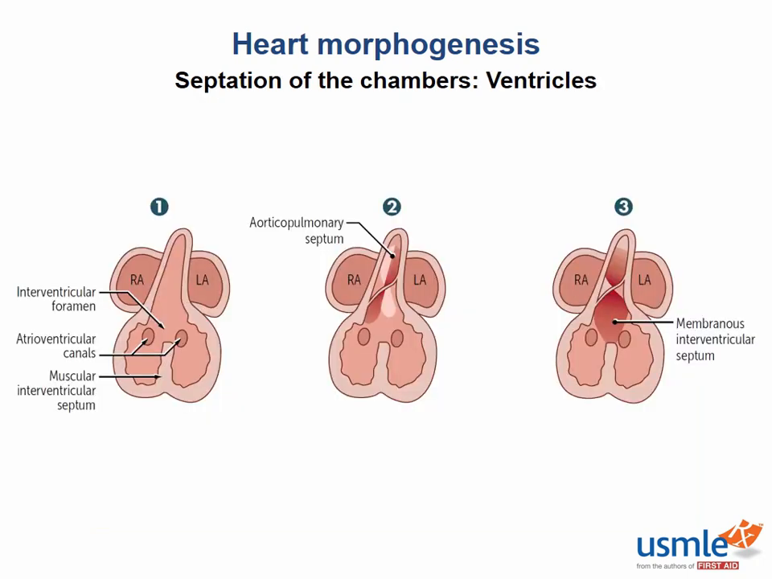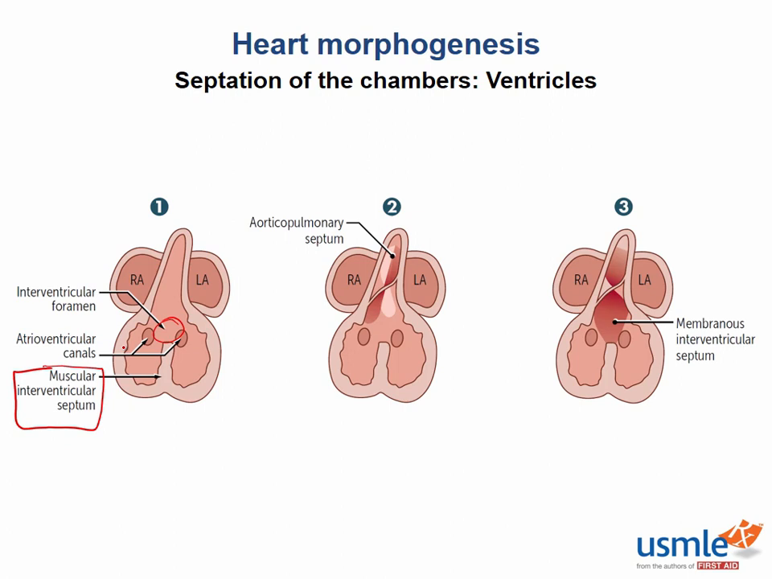Alright, now we're going to talk about septation of the ventricular chambers. The two developing ventricles have a medial muscular wall which forms the muscular intraventricular septum. As the intraventricular septum forms, it creates a communication between the two ventricles, and this is called the intraventricular foramen. So how do you think we're going to close off this communication between the two ventricles?